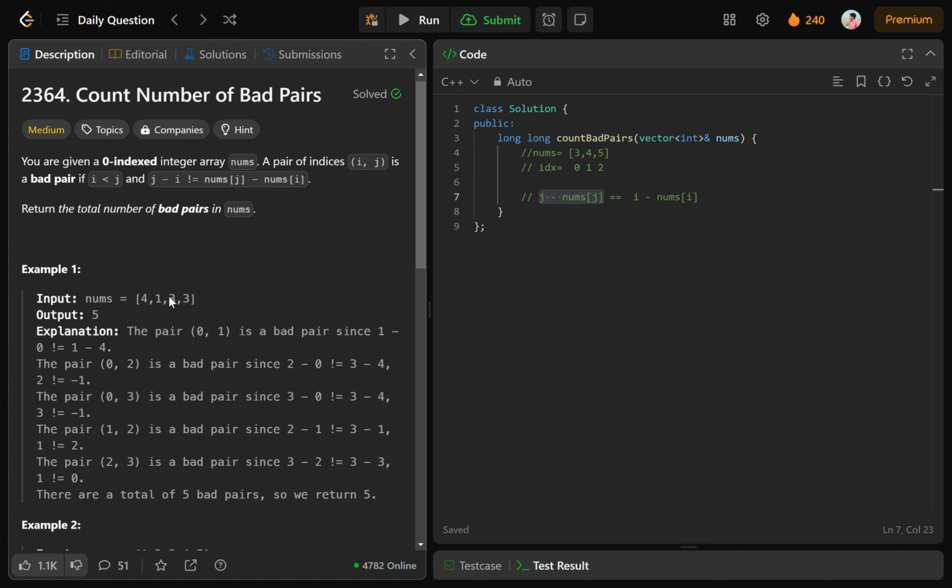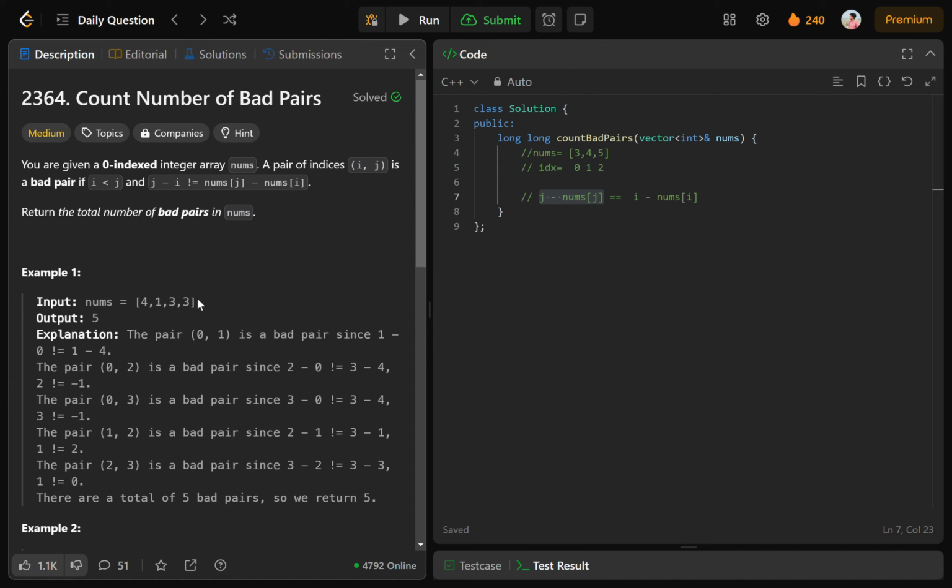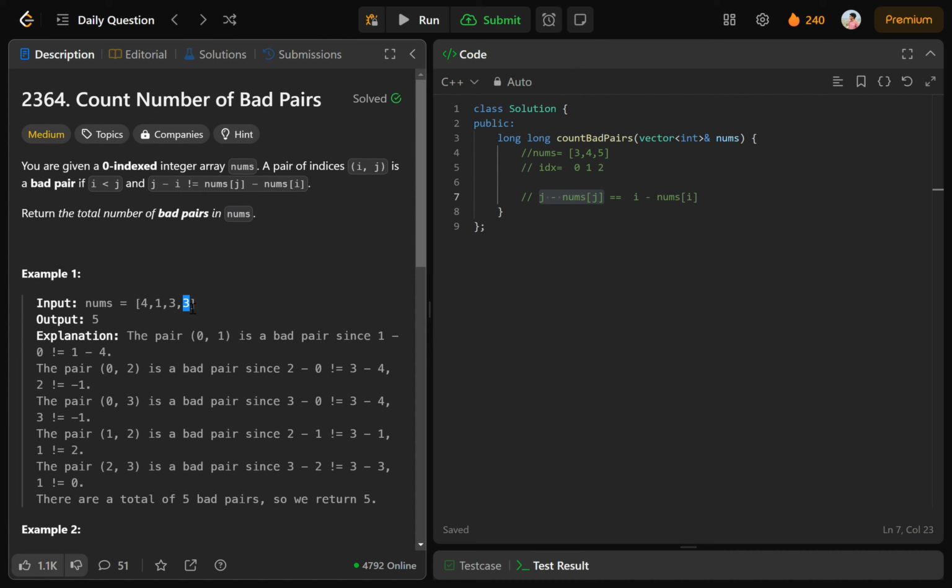Why was this a good pair? Because the index minus the current value, 3 minus 3, was equal to 1 minus 1, which was 0. That's why it was a good pair. The number of bad pairs will simply be, for this 3, the total number of pairs that can be formed, which is 3, the index, minus the good pair, which is 1. So the total number of bad pairs is 2. Now for this 3, the total number of bad pairs is again 2, and for this one, the number of bad pairs is 1. So the total summation of the bad pairs is 2 plus 2 plus 1, which is 5.